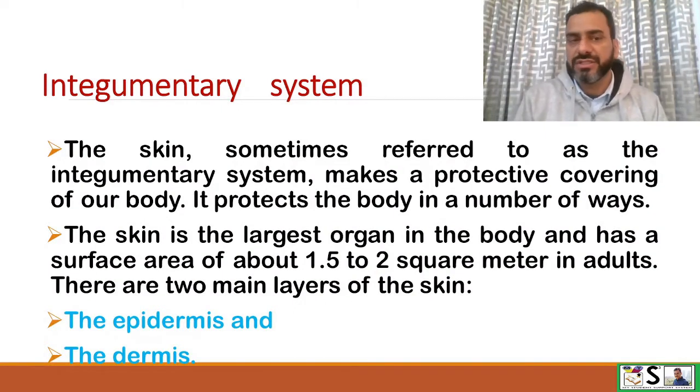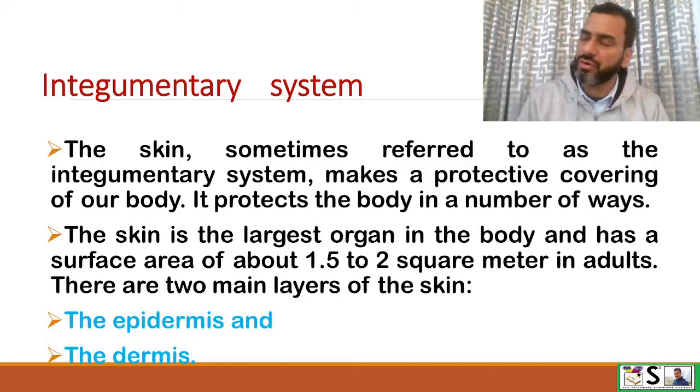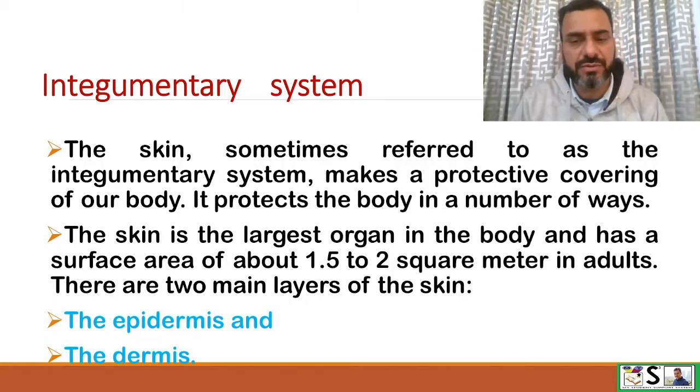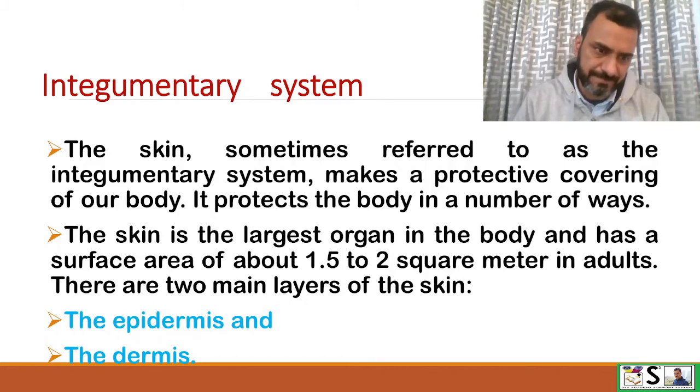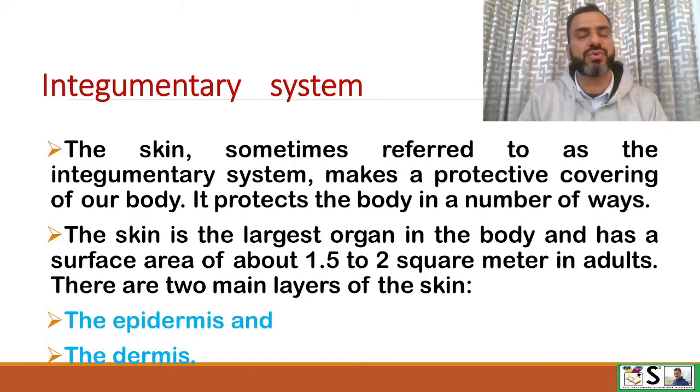The skin comes under the integumentary system. The skin, sometimes referred to as the integumentary system, makes a protective covering of our body. It protects our body in a number of ways. The skin is the largest organ of our body and has a surface area of about 1.5 to 2 square meters in an adult.